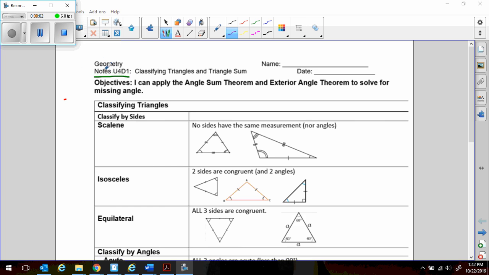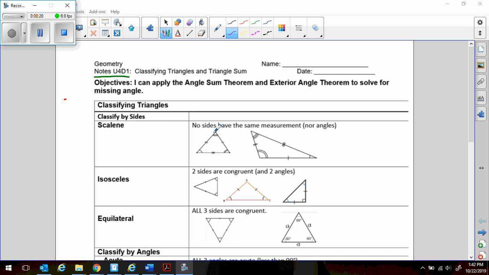Good morning. This is Unit 4, Day 1 notes. We're going to start triangles today. First, I'm just going to help you classify triangles, and then we're going to talk about the angles of a triangle. A scalene triangle is a triangle that has no sides equal.